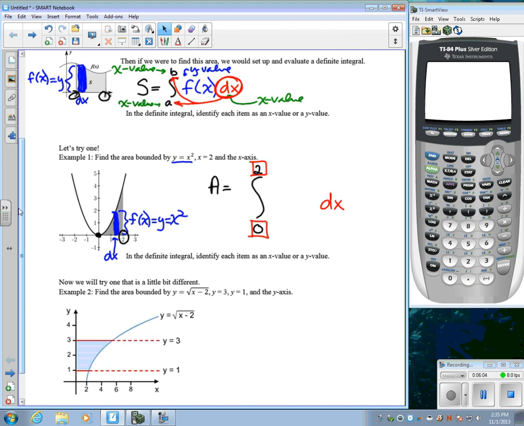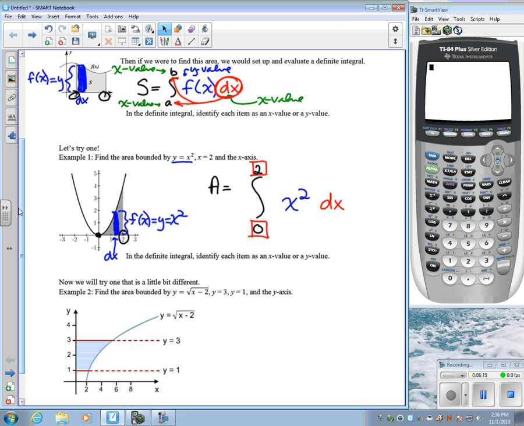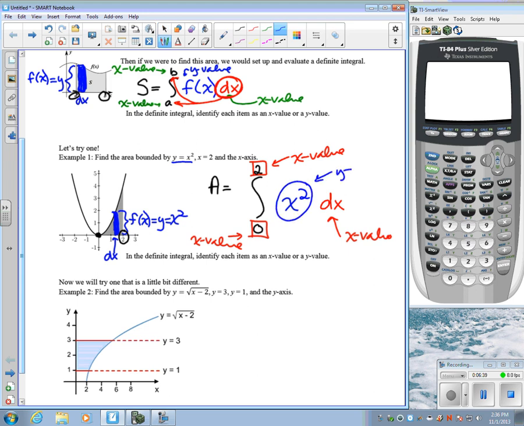And then I'm going to have what my height is, because now I need an area. I've got my width there already. That's my dx. And my height is my function, which is x squared. So at this point, sorry, I do need to adjust and actually identify these items. So my dx is an x value, and my 0 is an x value, and my 2 is an x value. My x squared, however, is actually a y value. Now I need to evaluate this and get a number for my area.